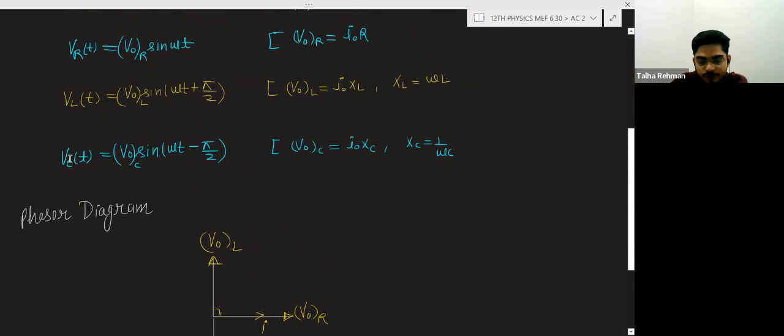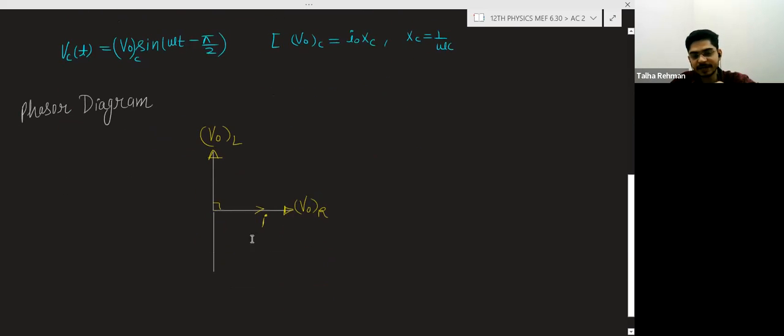See the equation of the voltage across the capacitor. See the phase omega t minus pi by 2, which means the voltage in the case of the capacitor is lagging behind the current by 90 degrees. So here we will draw it like this. This will be the peak value of the voltage across the capacitor.